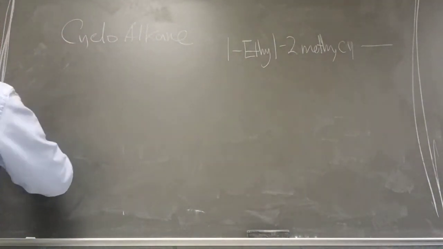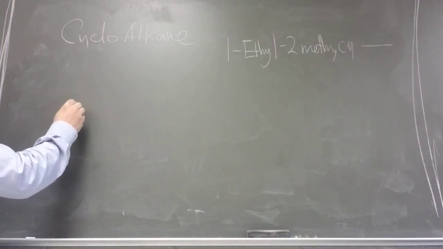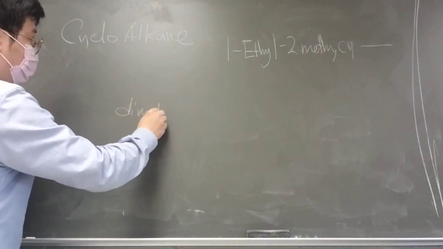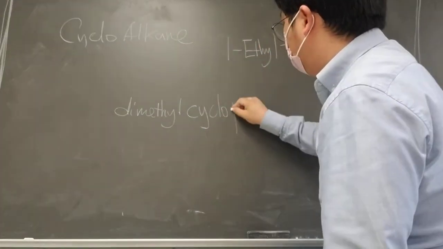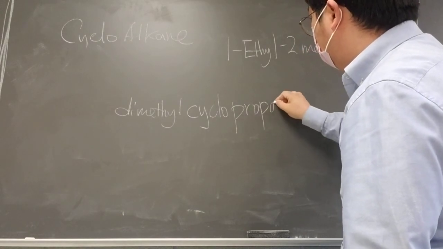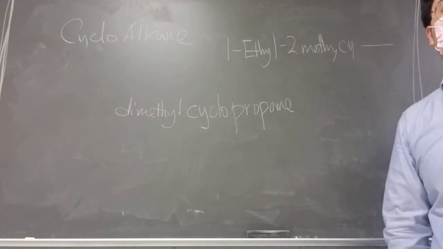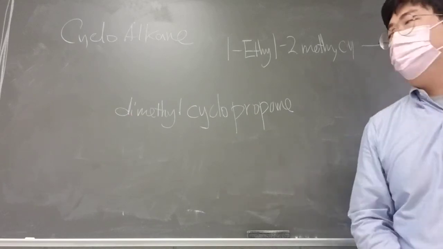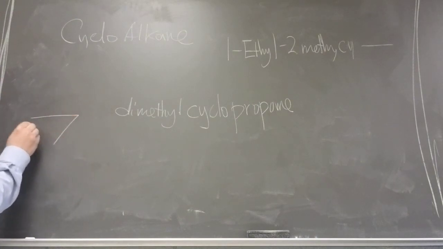Anyway, there's only one more thing I want to mention before we finish. Whenever you have dimethylcyclopropane, in this case, I think you don't have to put the locants there, because the 2 and 3 will always be the same anyway. So you ignore the locants. I think it's okay.